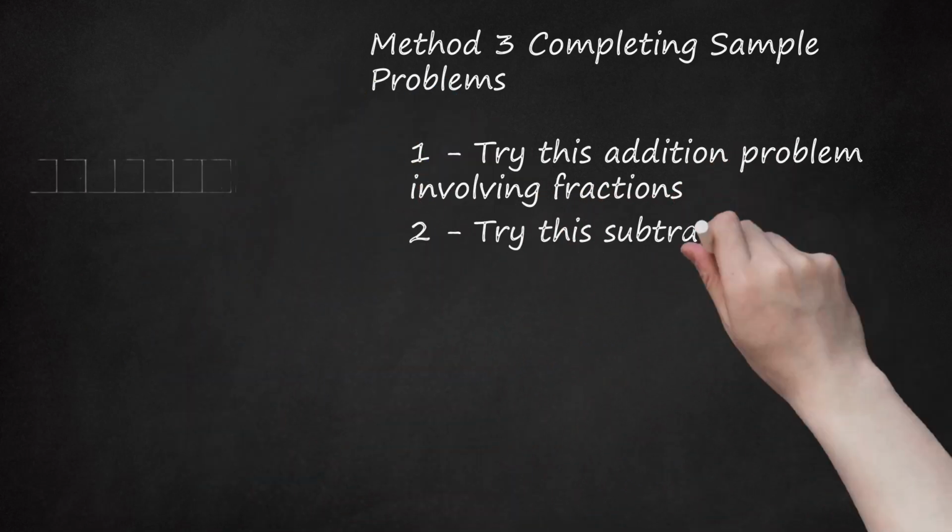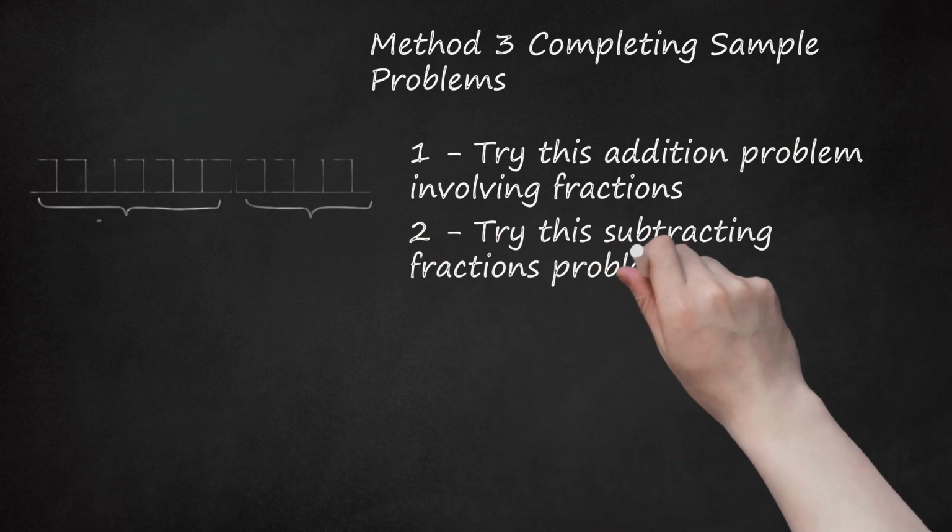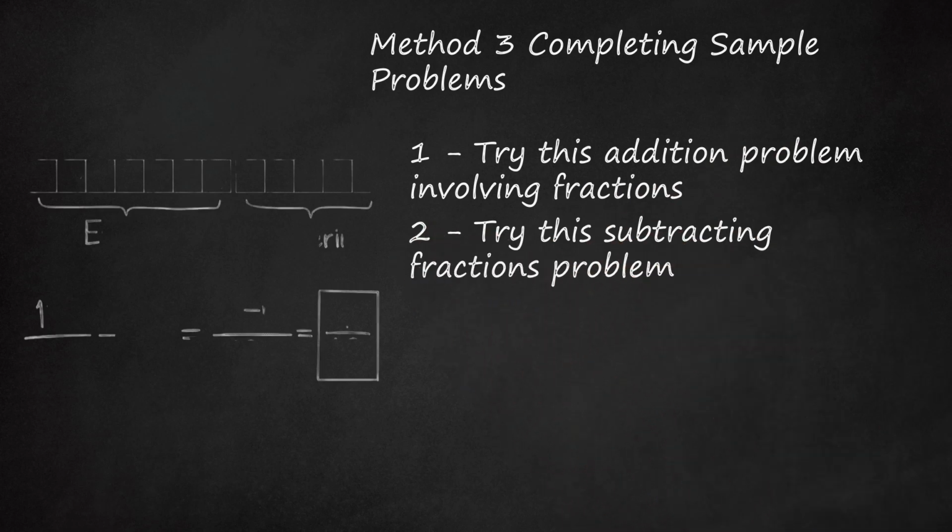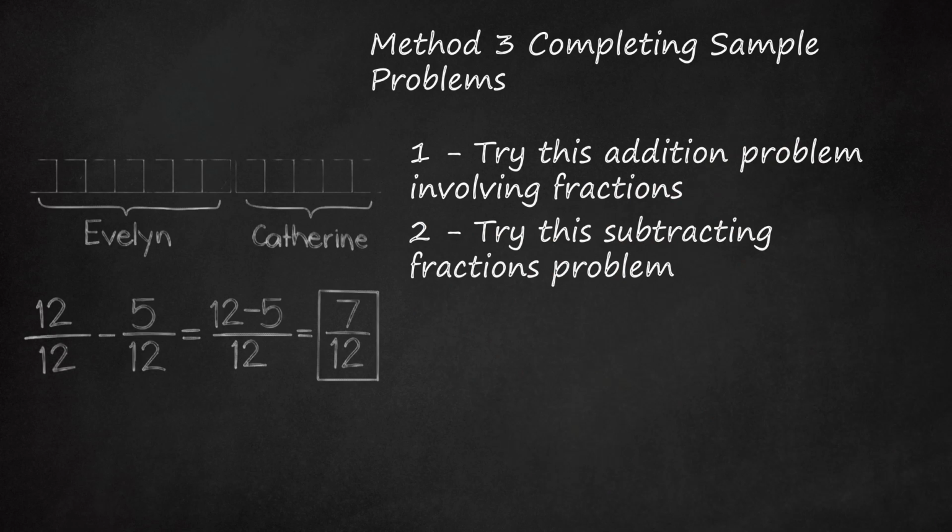2. Try this subtracting fractions problem. Evelyn silkscreens a roll of fabric. She cuts the roll into 12 pieces. She sells 5 of the pieces to Catherine. How much of the roll does Evelyn still have?